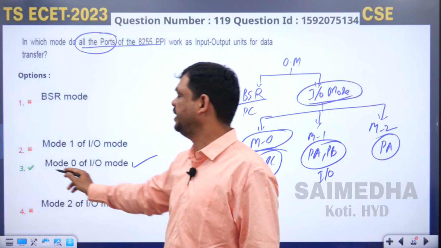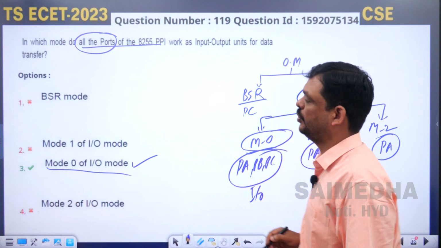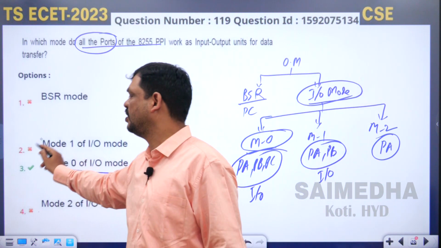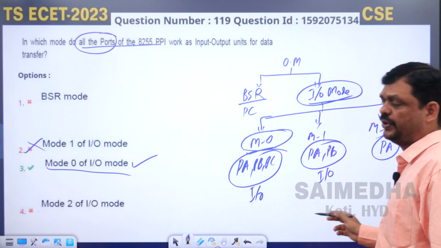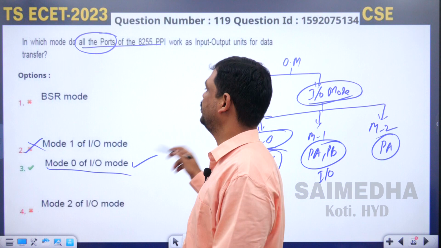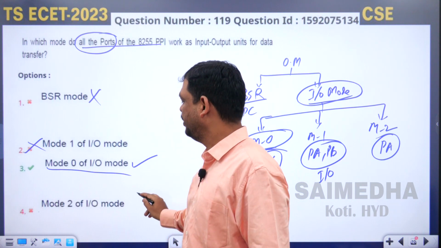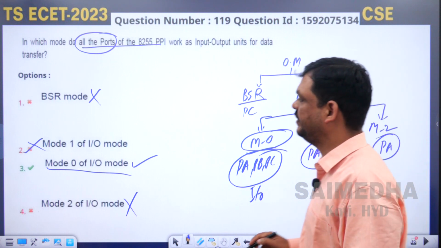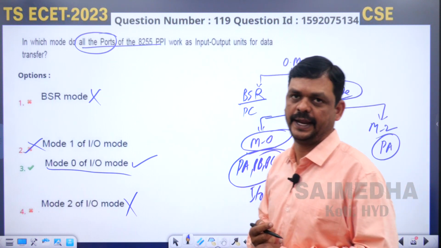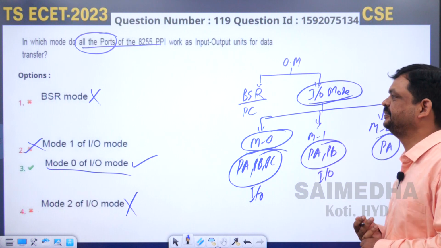So that's why we have to select mode 0 of IO mode. Mode 1 is not possible because mode 1 is called handshaking mode. In this mode only 2 ports are accessed in IO mode. And in BSR mode only port C is used, so this one is also not possible, and mode 2 is also not possible because in mode 2 only port A is used. So according to the given question, option 3 is correct, right? Please take this.